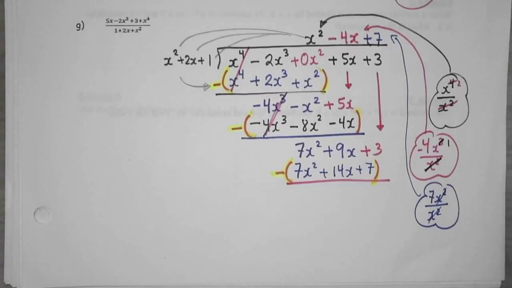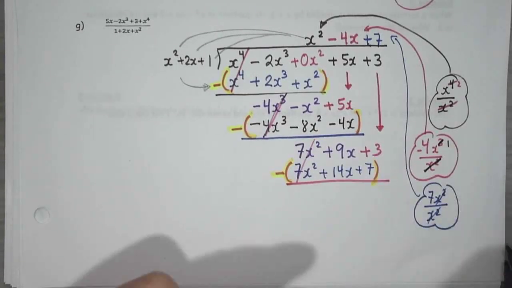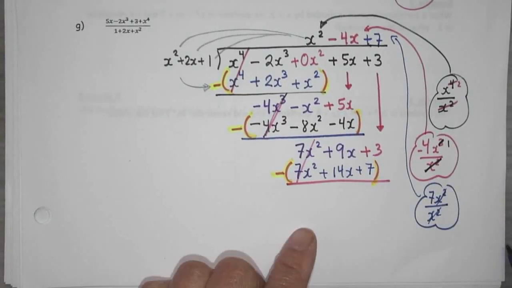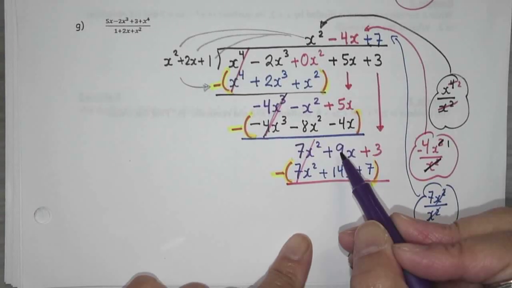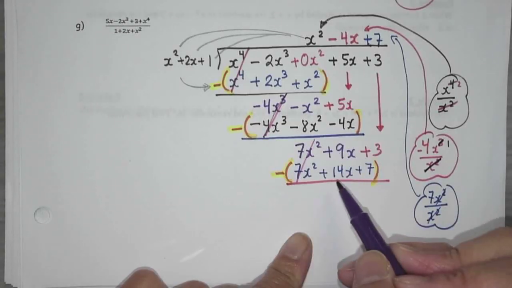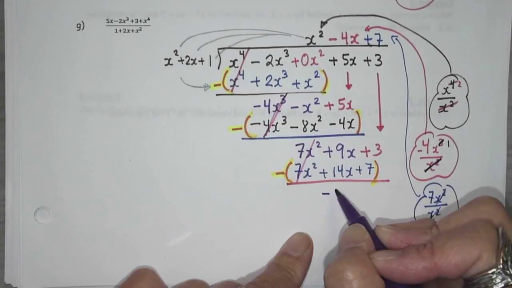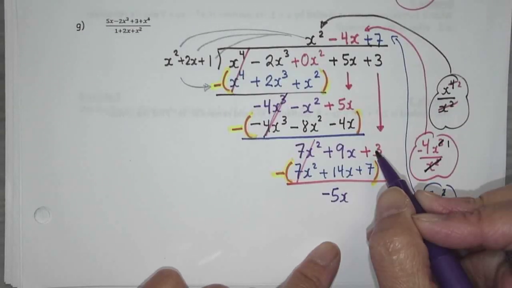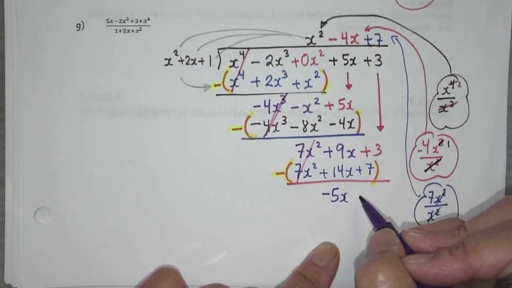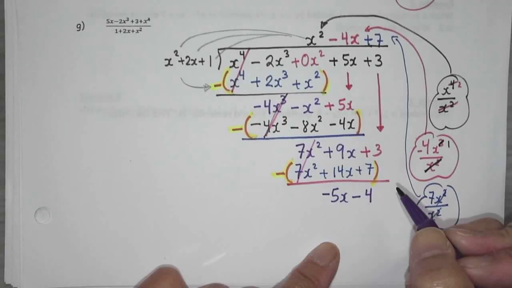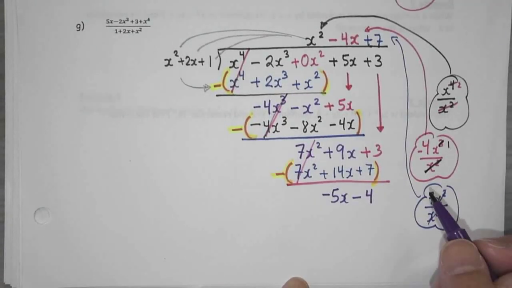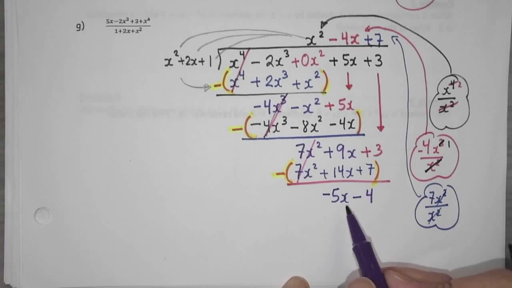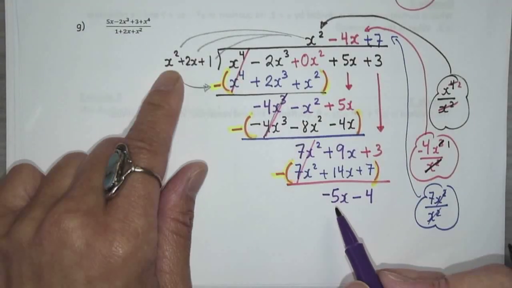Okay. These guys match. Perfect, which they should, because that gets me 0. They should be identical. And then you get 9 minus the 14, so negative 5x. 3 minus 7, so negative 4. And we know we have to stop because the degree of this is less than the degree of this.